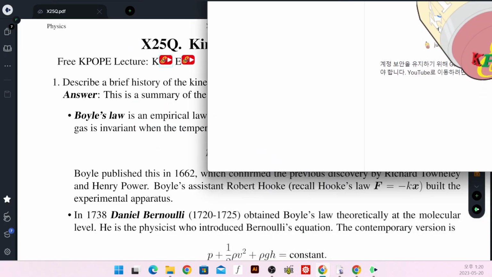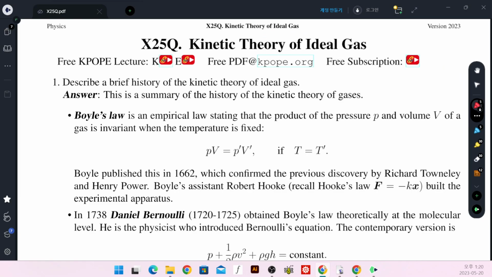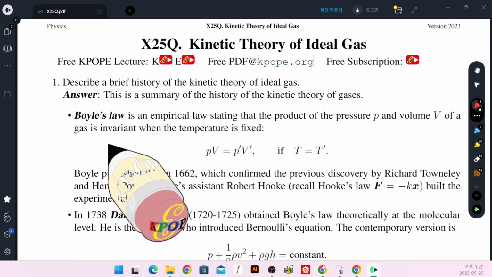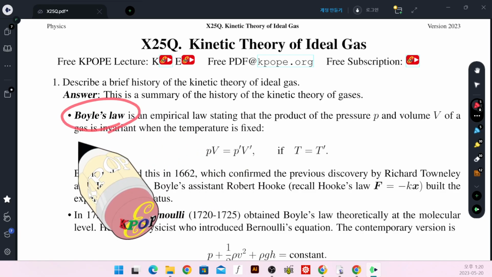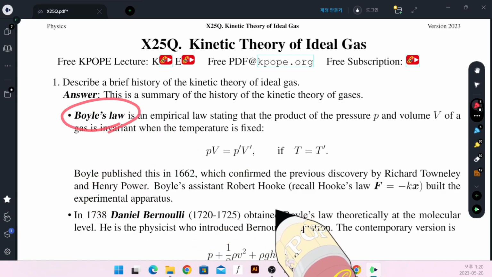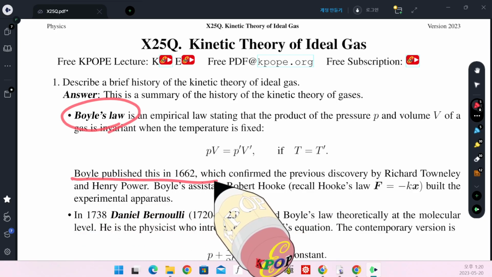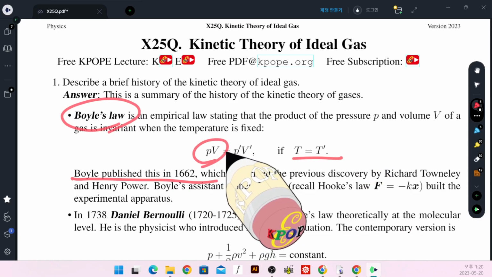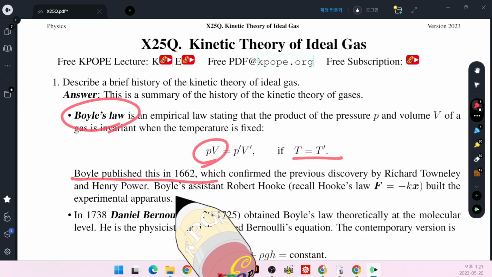Okay, so let's begin with X25Q, kinetic theory of ideal gas. Number one, describe a brief history of the kinetic theory of ideal gas. First of all, we consider Boyle's law. It was found and published in 1662. At temperature T with a fixed number of molecules, the product of pressure and volume is preserved.